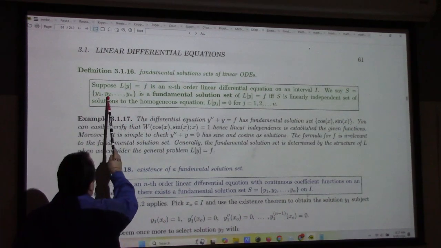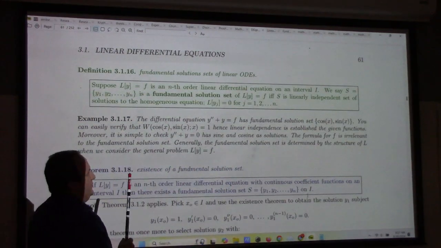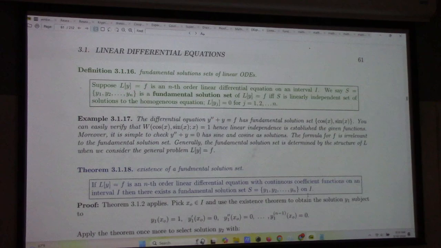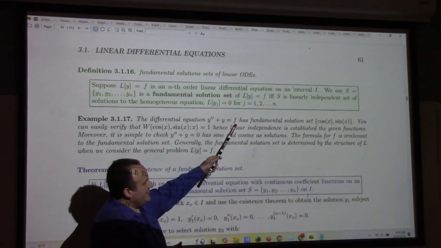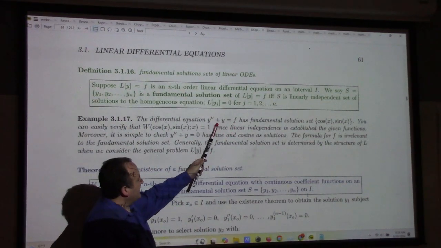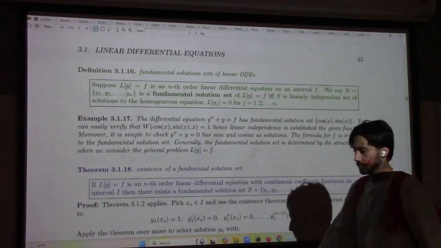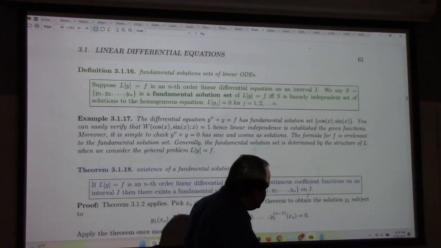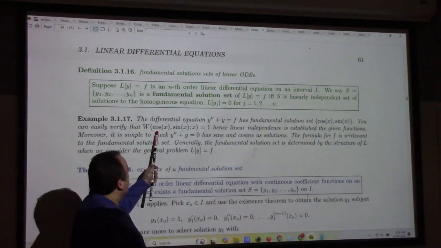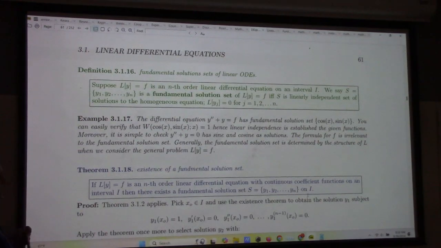And so then these are linearly independent solutions to not the problem, but the corresponding homogeneous problem. If you have that, they're said to be a fundamental solution set. So for example, if you have y prime prime plus y equals f, f could be any function, but in this case, cosine x and sine x form a fundamental solution set. Because why? Because the Wronskian of cosine and sine gives you 1, so they're linearly independent. And it's second order, so that counts as a fundamental solution set.